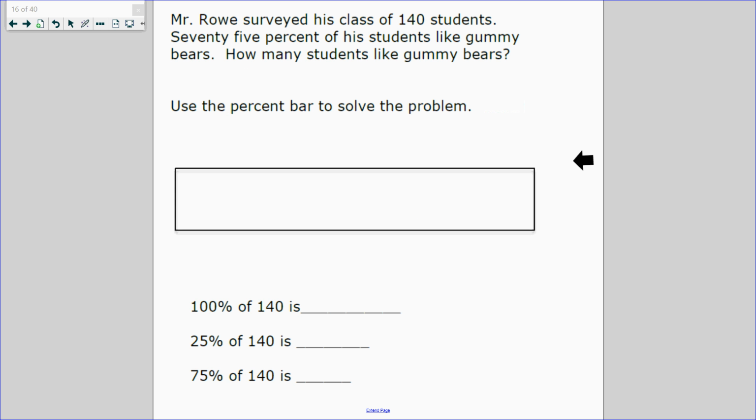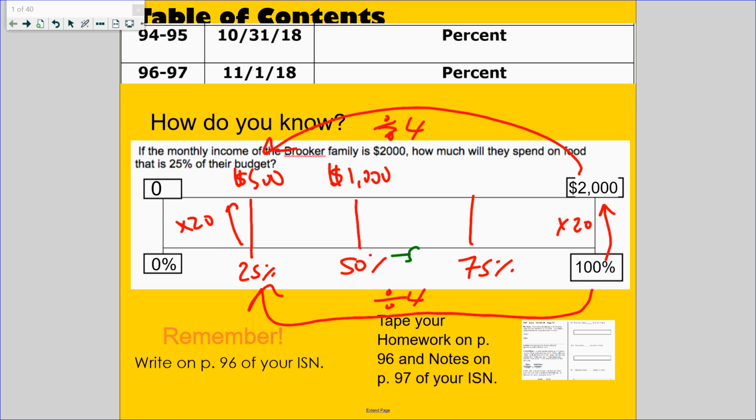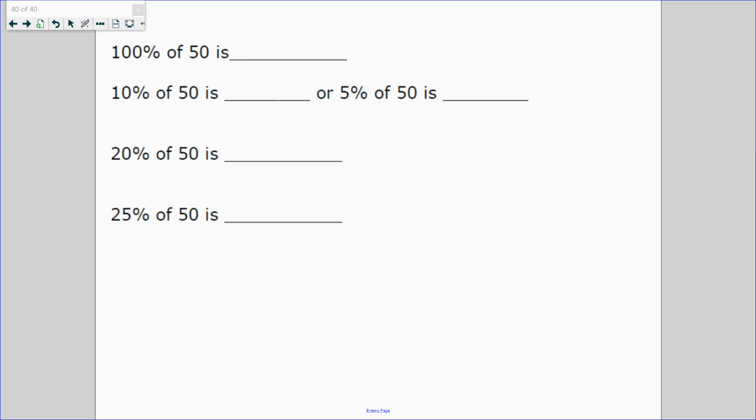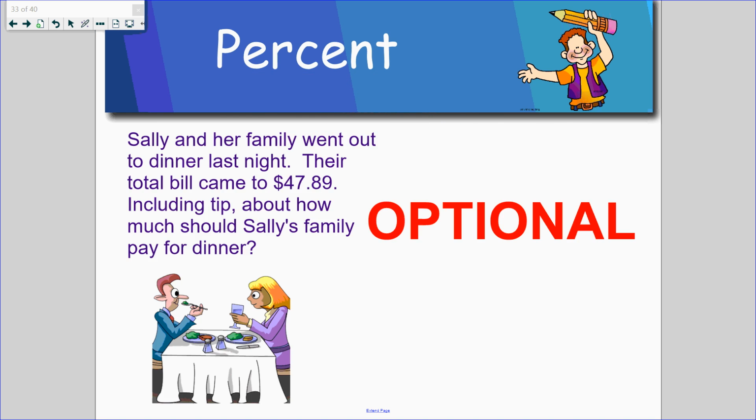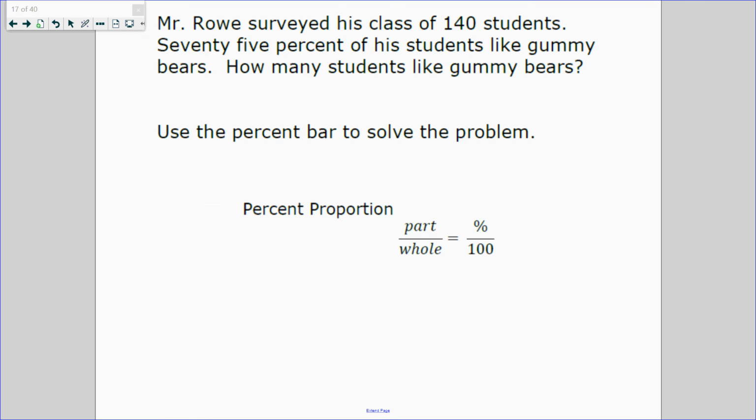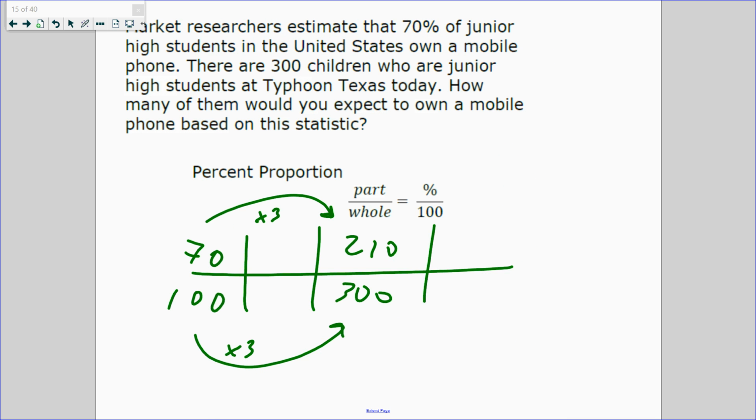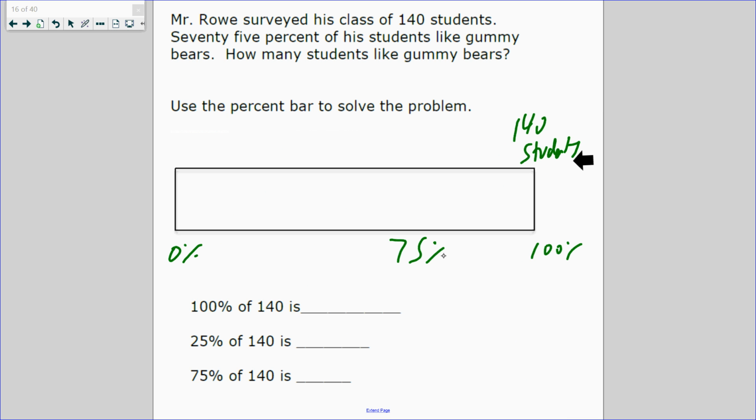Mr. Rao surveyed his class of 140 students. 75% of his students like gummy bears. How many students like gummy bears? Use the percent bar to solve the problem. So this represents 0%. This represents 100%. This represents 140 students. 75% goes right, whoops. Ooh, what happened? Oh, sorry, guys. 75% goes right here.